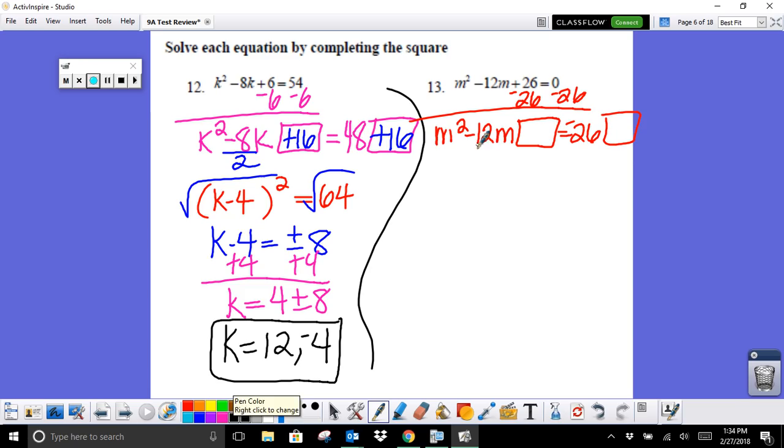So I need to figure out what's going to complete that square. I'm going to divide that number by 2. So negative 12 divided by 2 is negative 6. Negative 6 squared is 36.